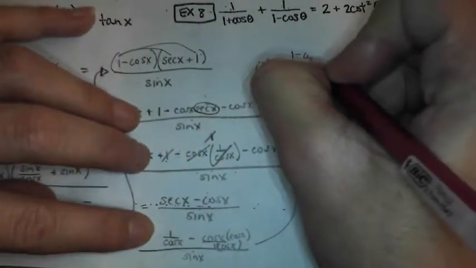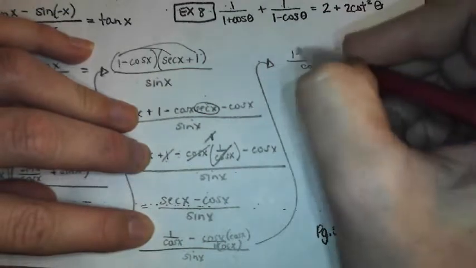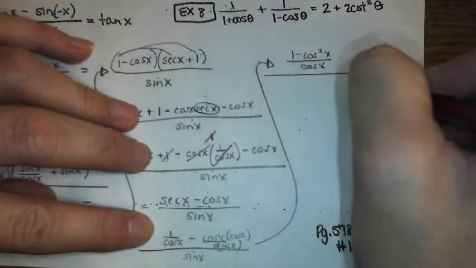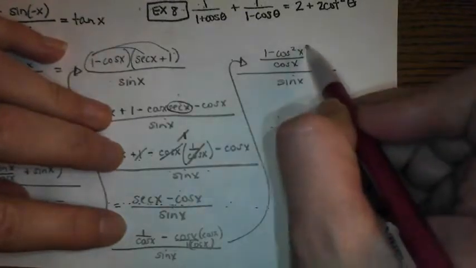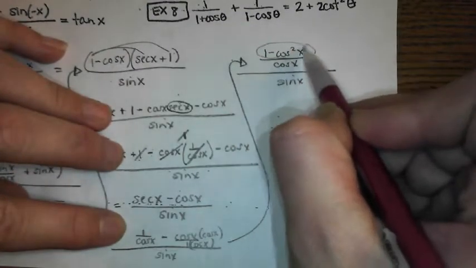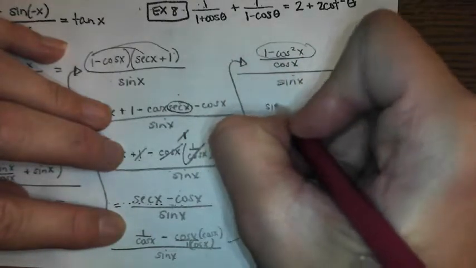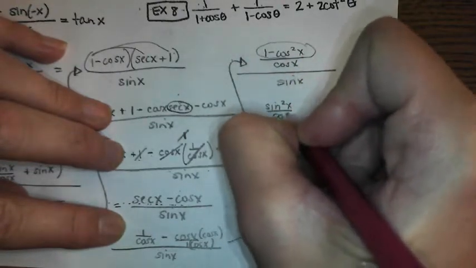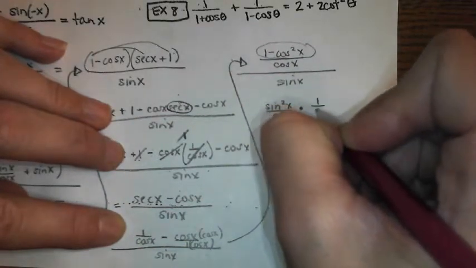So the numerator is going to become 1 minus cosine squared x over cosine x, all divided by sine x, and I can keep, change, flip. When I keep, this is the same thing from our identity on the front as sine squared x. So I'll have sine squared x over cosine x. Here's my keep, change, and flipping sine to 1 over sine.